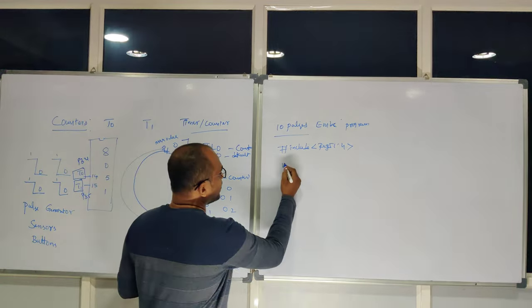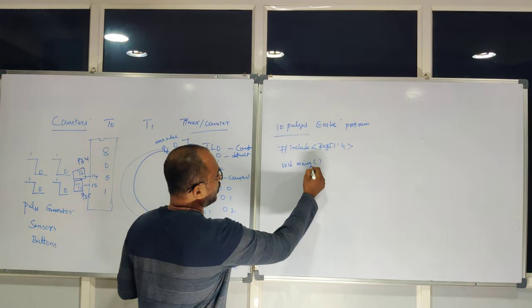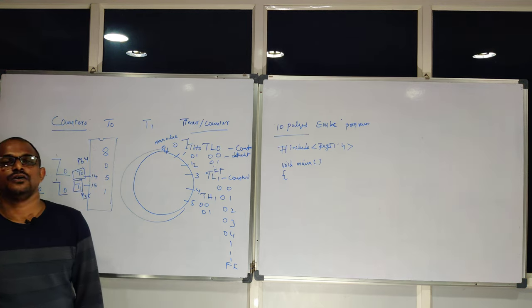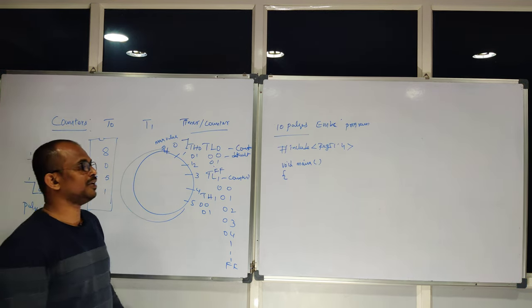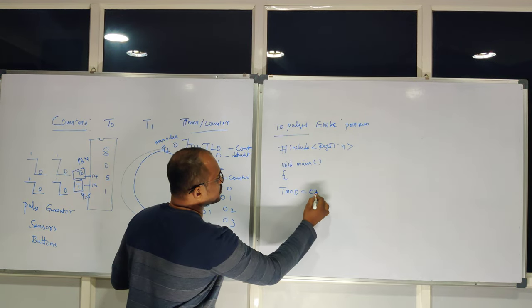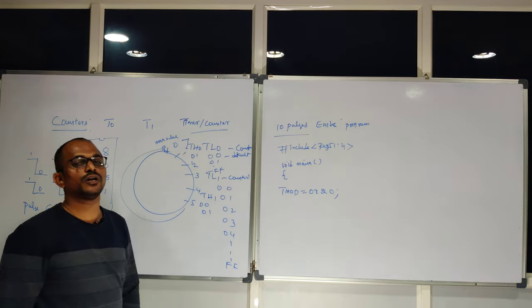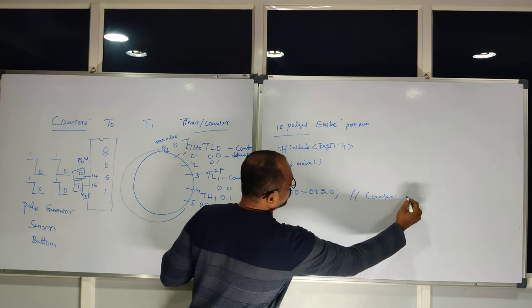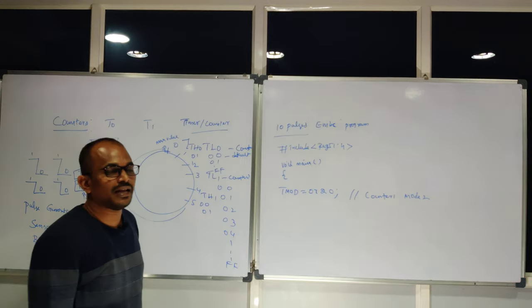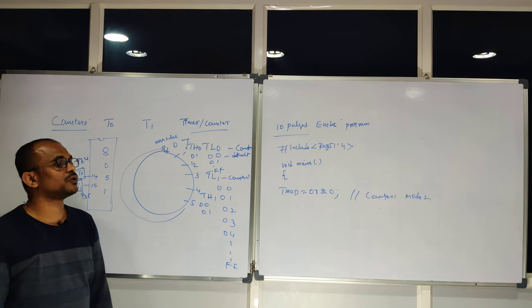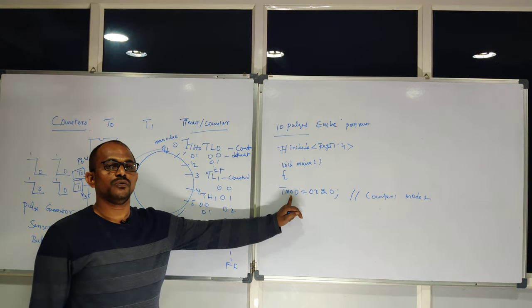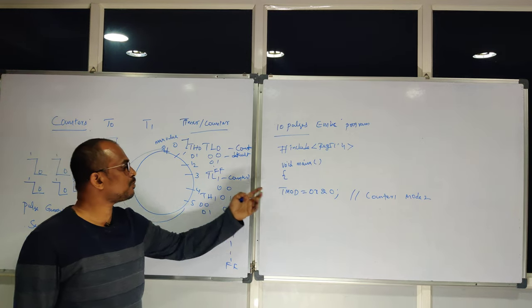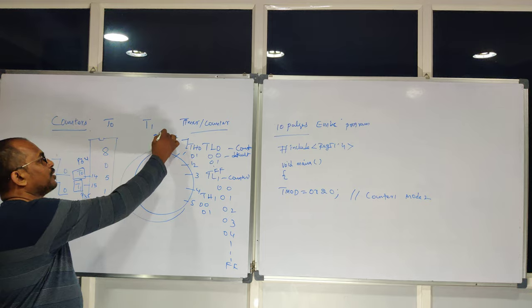Now I'll take main, and the first step, as per the previous session discussion, is to decide which counter or which timer you are looking at. The TMOD register value I'm taking is 0x20. What it means is that counter 1 is selected in mode 2. Suppose the value is 02, then it is timer 0, sorry, counter 0 in mode 2. So the TMOD register value finally decides whether you are using timer or counter and which mode.